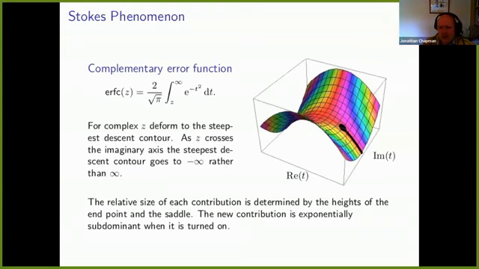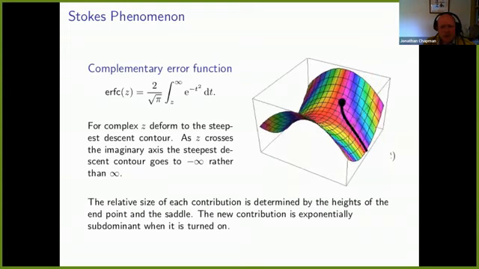And what happens as you move z around in the complex plane, you find that the steepest descent contour from this endpoint, so the quickest way to go downhill from that endpoint z, if z is in the right half plane, then that goes to plus infinity as you want. But if z is in the left half plane, then the steepest descent contour goes off to minus infinity.